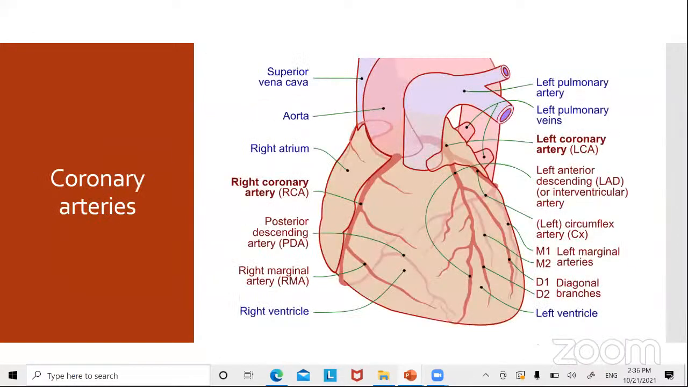So the coronary arteries arise from the coronary sinuses immediately superior to the aortic valve and supply the myocardium with oxygenated blood. They run along the coronary sulcus of the myocardium. There are 2 primary coronary arteries, the right coronary artery and the left main coronary artery.